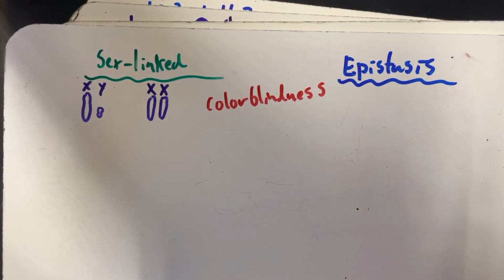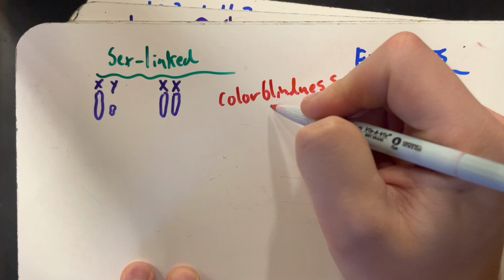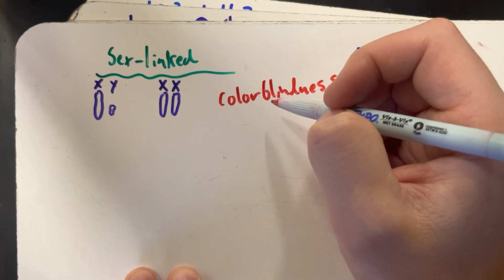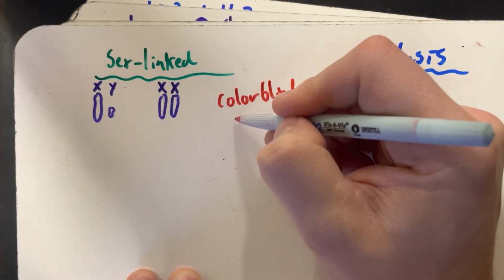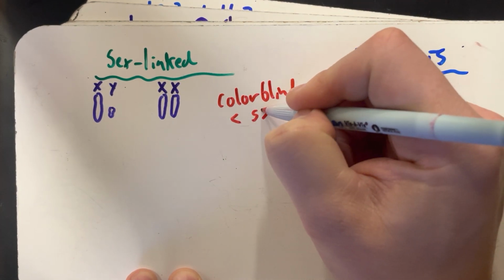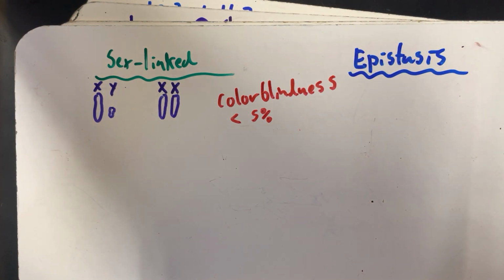That's our final thing. But let's talk about color blindness for just a second. Is color blindness very common? Not particularly common. It's less than like 5%. I don't have a number off the top of my head. Less than 5% of the population is colorblind.